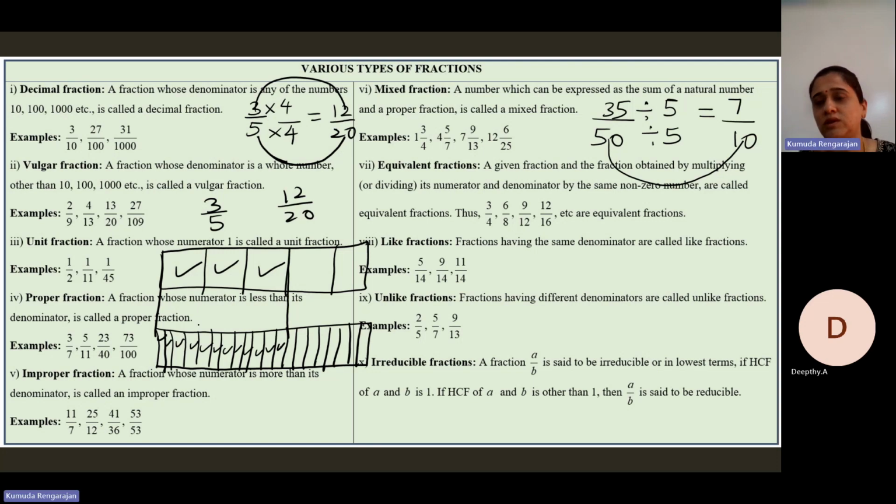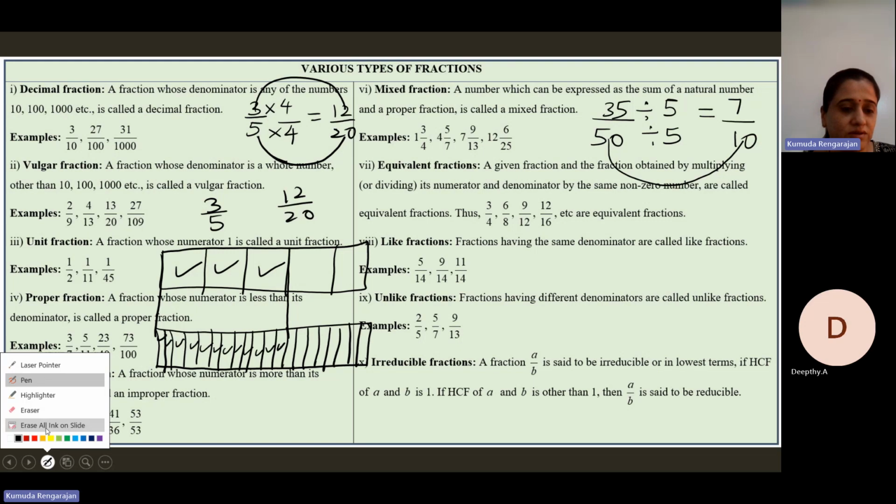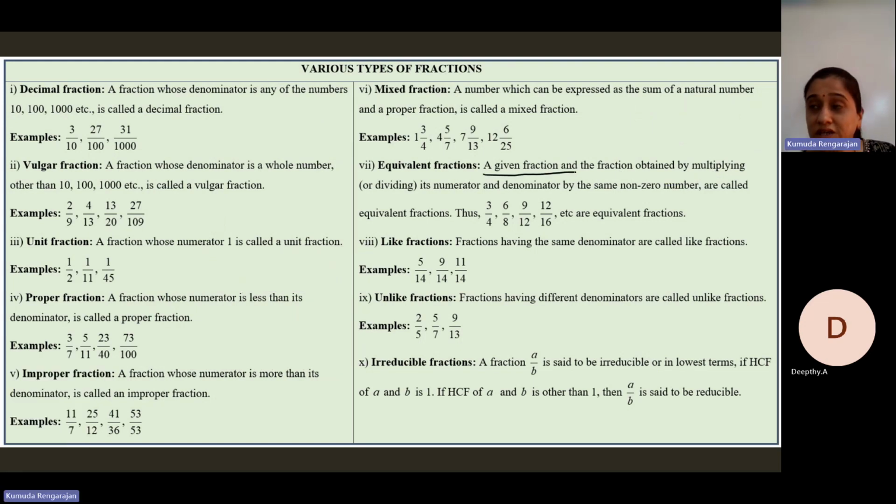So like this, you can get equivalent fractions by multiplying the numerator and denominator by a non-zero number, or by dividing the numerator and denominator by a non-zero number. Equivalent fractions: a given fraction and the fraction obtained by multiplying or dividing its numerator and denominator by the same non-zero number are called equivalent fractions. The fraction and the new fraction obtained together are called equivalent fractions.